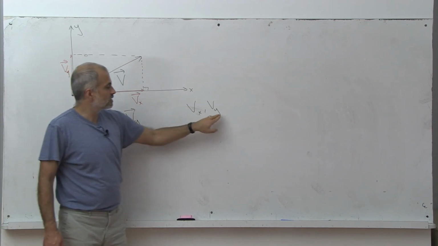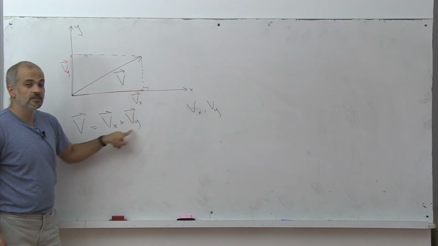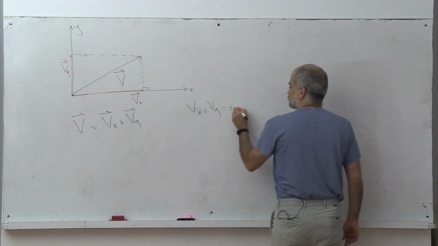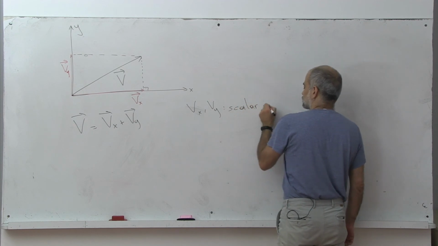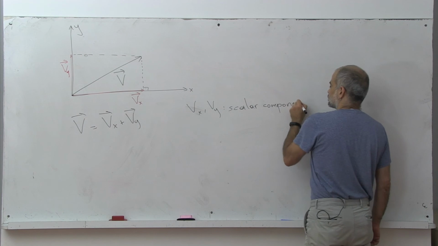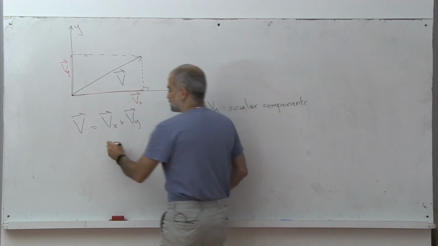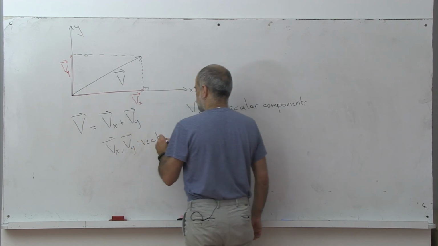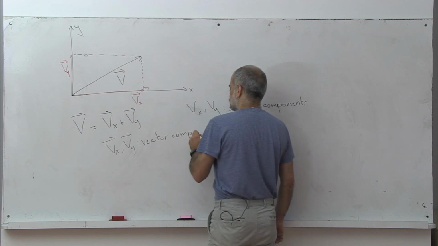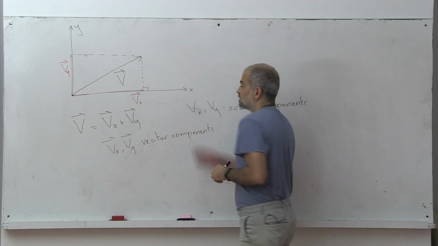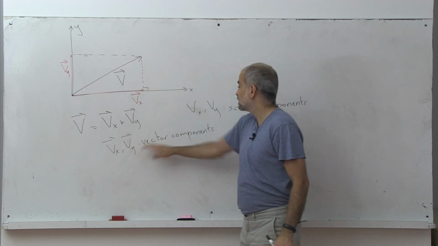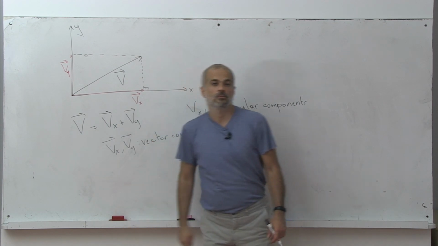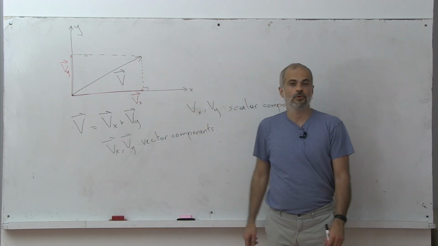So these vx and vy, which are the magnitudes of these vectors with their corresponding signs, are called the scalar components. Whereas these are the vector components. So depending on your axis, the vector and scalar components might be different, but still the vector itself will always be the same independent of your axis.